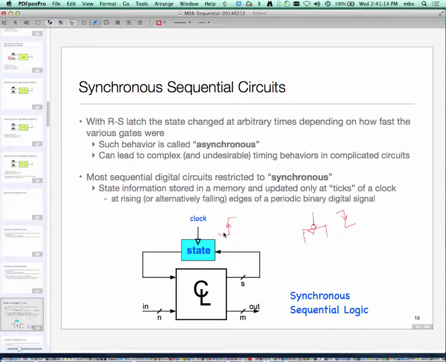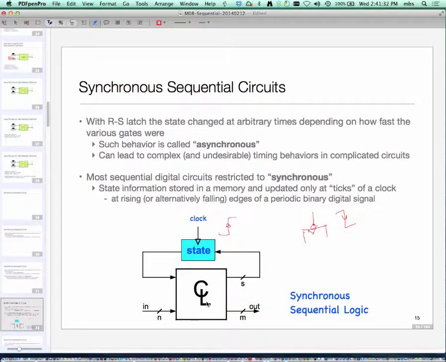And if you don't see that triangle sign and you still see a clock signal, then that means that it's the level of the clock that matters. It's more like an SR latch or RS latch. So this triangle sign, just keep in mind, it's very special.